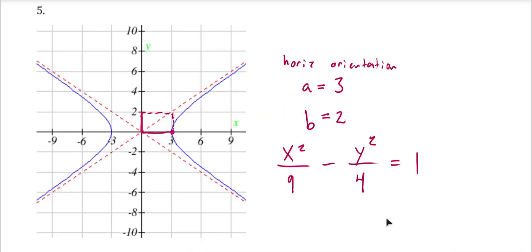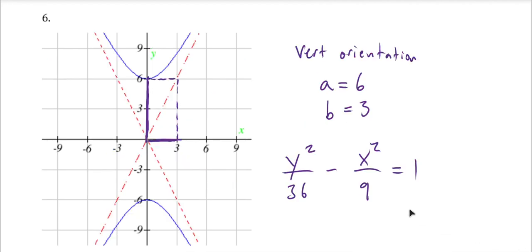For this question, we need to find a and b, which we can find first by orienting the hyperbola. We see it as horizontally oriented. To go to a vertex from the center is to go over by 3, so a will be 3. And if I want to go up from there to the asymptote, that's going to be up by 2, so b is 2. Plugging these things into our equation, we get the following.